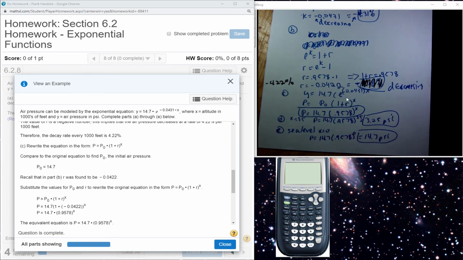So we have the original equation, and they want it in this form. We already found what e to the k is. e to the k, we found that to be 0.9578. P0 is 14.7. So now we have our equation.